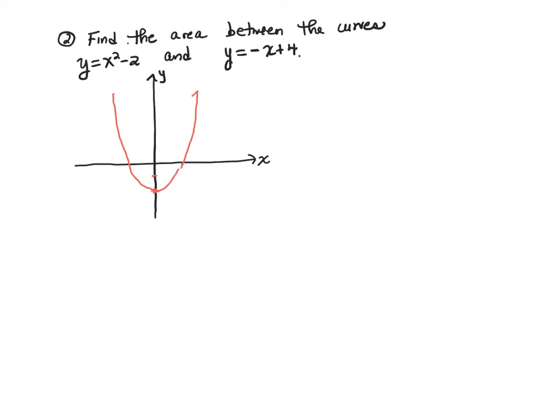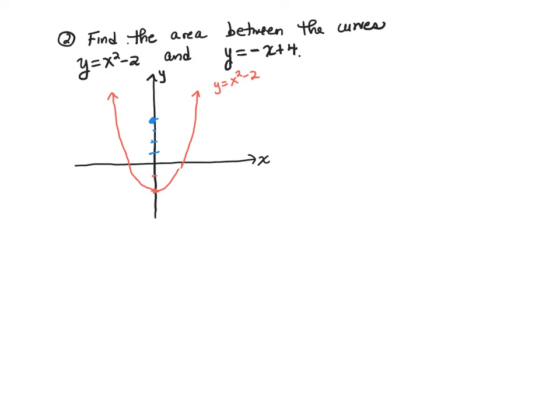Okay, and this is y equals x squared minus 2. And then the other curve is a line with a y-intercept at 4. So I'm going to put down, it's in slope-intercept form. So 1, 2, 3, 4. So the y-intercept is there. And the slope is -1.